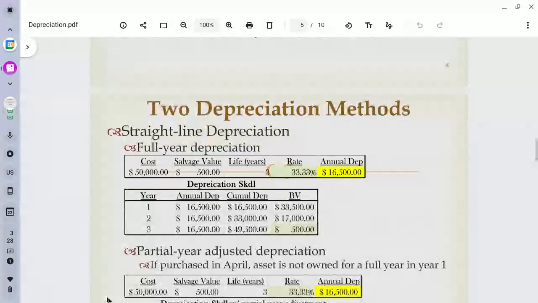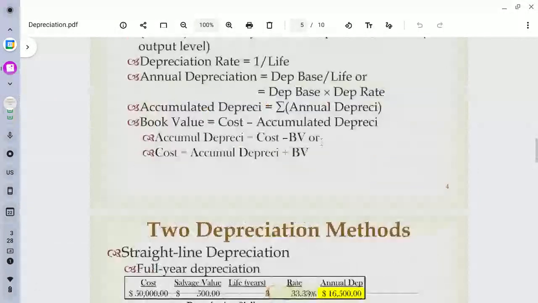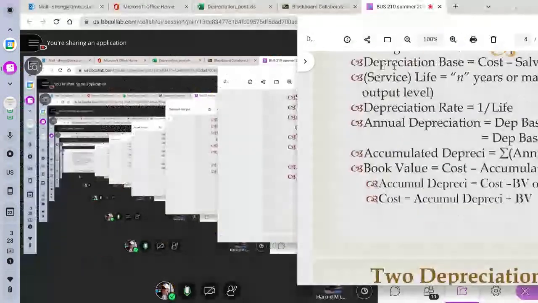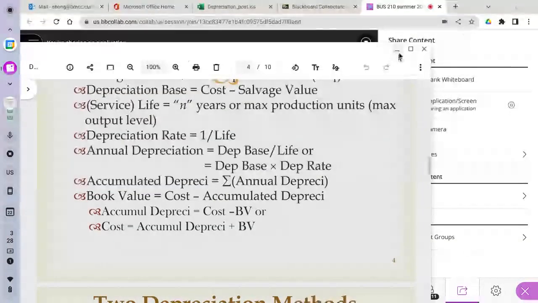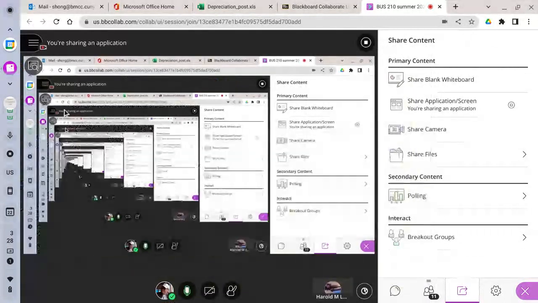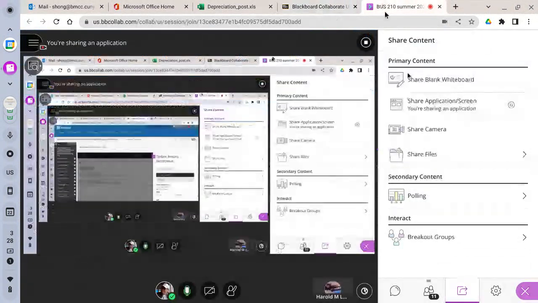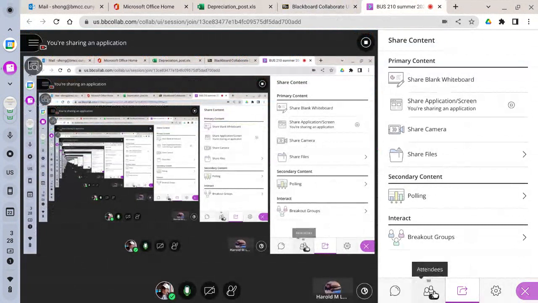So once the basic concepts have been established, now we're going to take a look at the actual example. We're going to do the actual example. And I want everyone to open that Excel file.